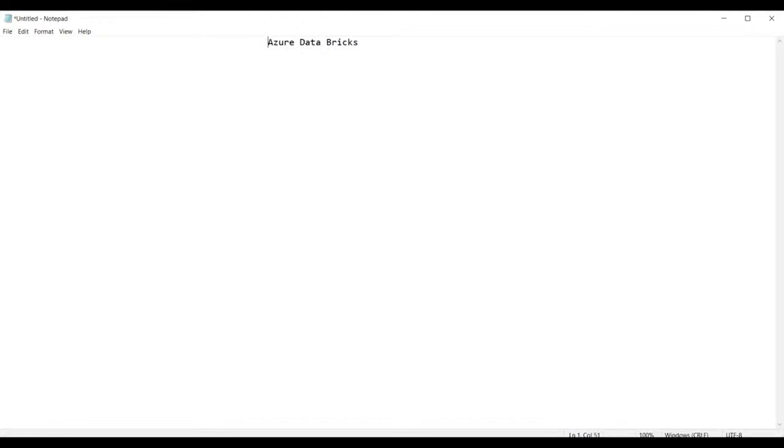So basically, what is Azure Databricks? Guys, Azure Databricks is a cloud-based service provided by Microsoft to perform the job of ETL.